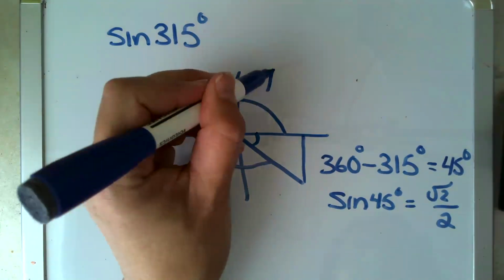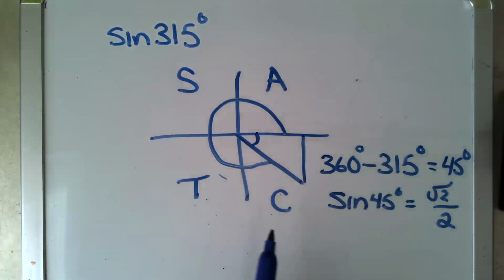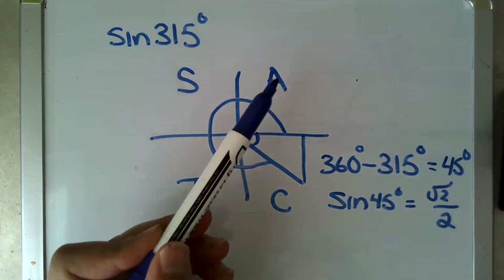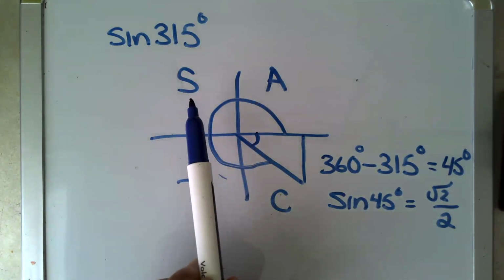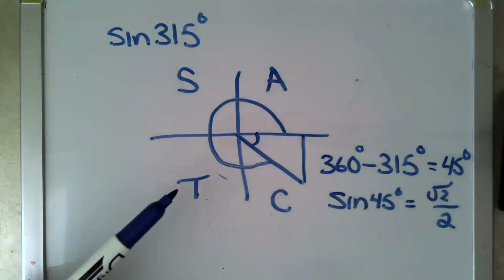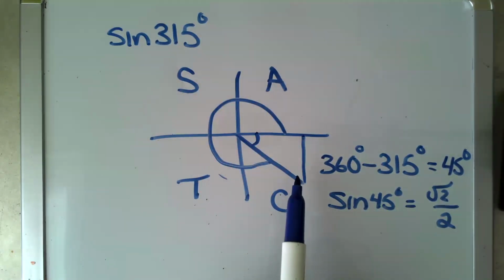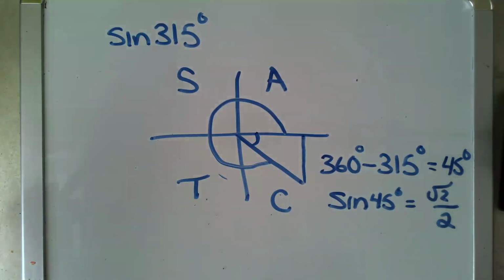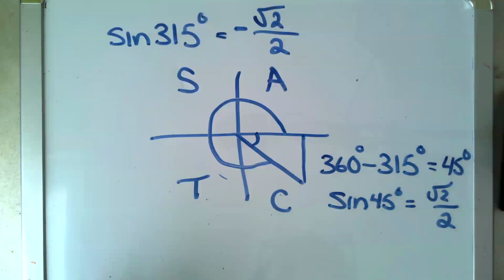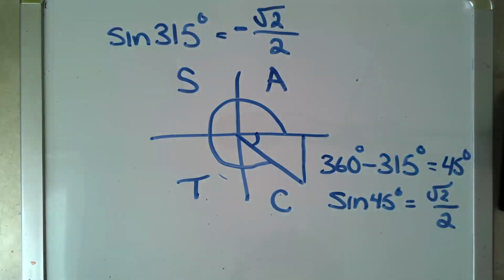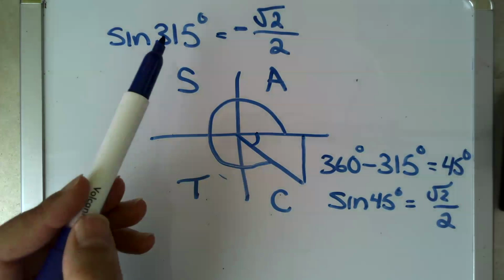So I remember my little acronym: All Students Take Calculus, which gives me the positive functions in each quadrant. All of them are positive. Sine and therefore cosecant are positive. Tangent and therefore cotangent are positive. Cosine and therefore secant are positive. So here in my fourth quadrant, it's only cosine and secant that are positive. That means I take my reference angle answer, but I need to note that it is negative in that quadrant. Okay, so that's how to calculate it for this specific theta.